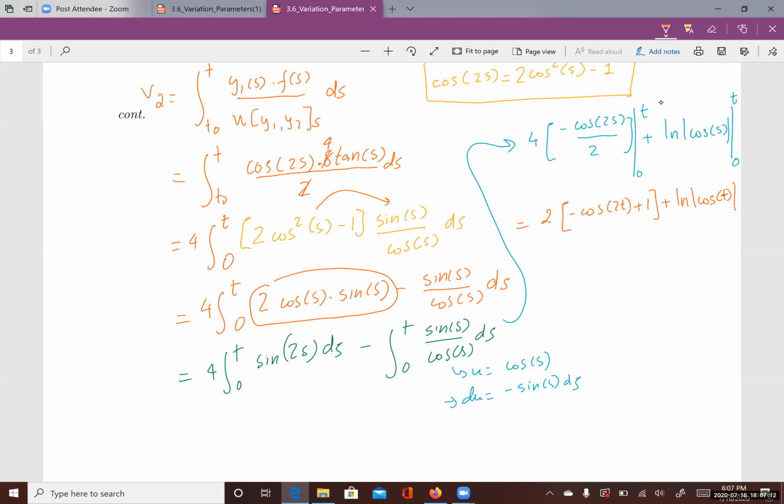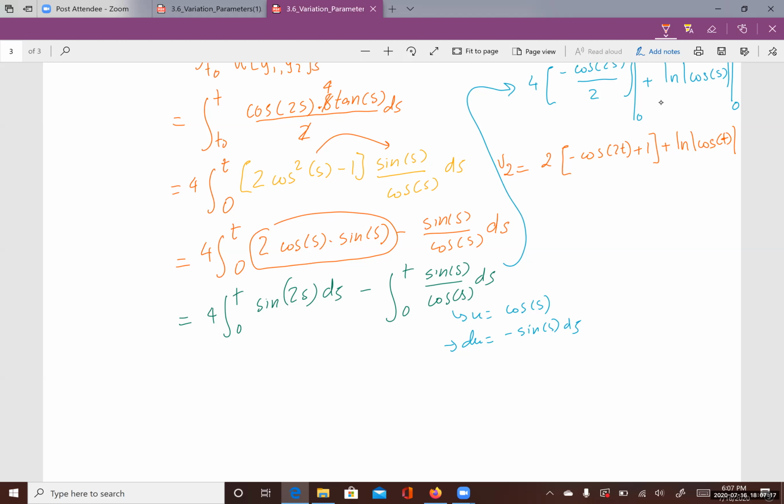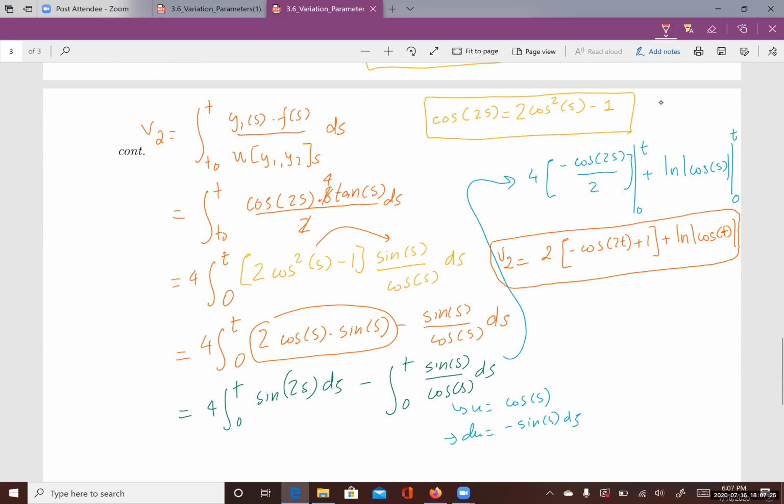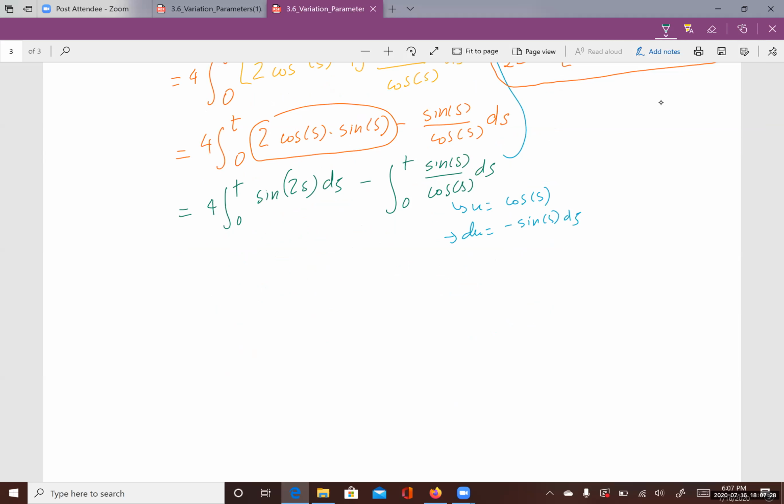So this is actually v2. So we found v2 is this function, and we found v1 is this function. Then we can formulate the general solution to this differential equation, y of t, which is C1 y1, which is cosine of 2t, plus C2 sine of 2t, plus y1 v1.